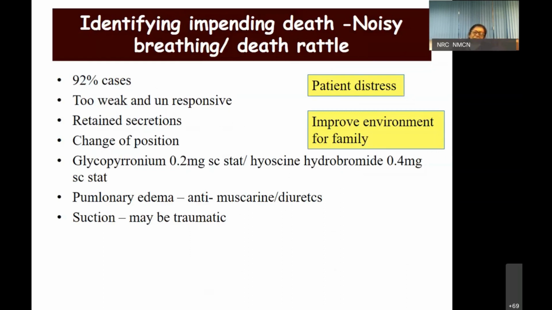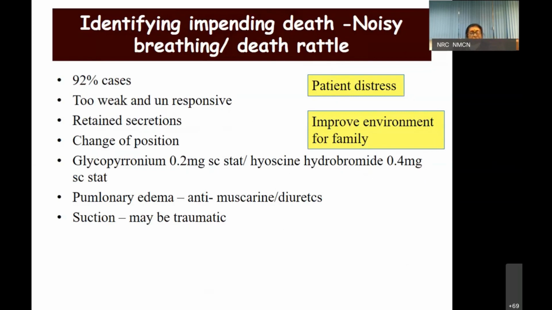Suddenly you'll find that inevitably all of them have a small phase of noisy breathing, which is known as death rattle, where the patient is too weak and unresponsive. There are a lot of retained secretions, the position cannot be changed, and there is fluid accumulating inside. All that is causing this rattling kind of sound.